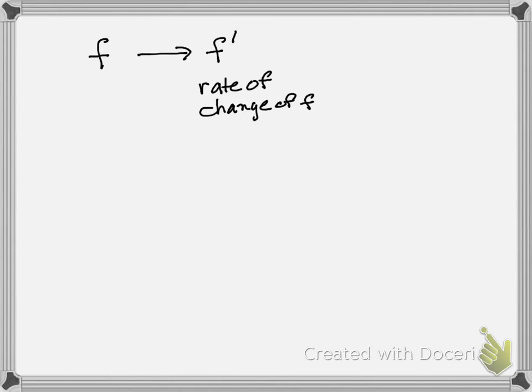This video will discuss how to interpret the second derivative graphically. Let's recall what we have so far. We begin with the function f. We derive from that the derivative function f prime, which represents the rate of change of f. And f prime is also a function, so we can take its derivative as well.